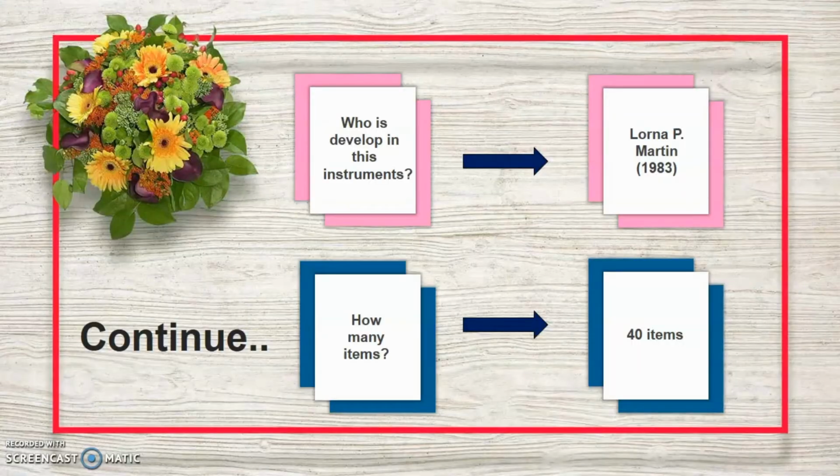Okay, next slide is about the person that developed this instrument. So, the person who developed this instrument is Lorna P. Martin in 1983. Then, in this inventory, there are 40 items or questions about cognitive style.